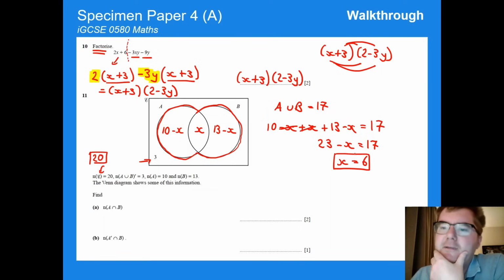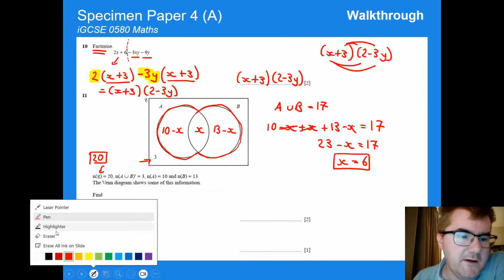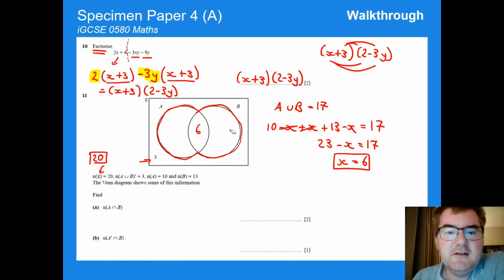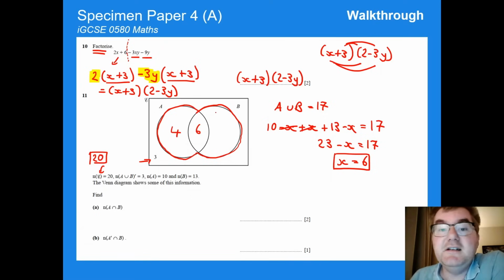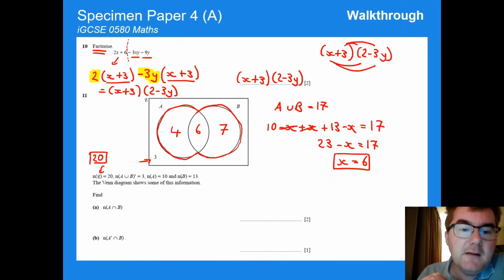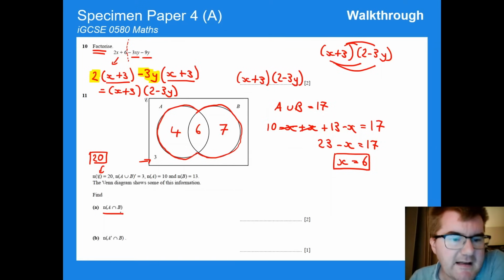Now, if you're not happy, like, I'm not so sure if x is 6 or 5 or something else, well, what we can do is just put it in. So x, we've decided, is 6. 10 minus x, so 10 minus 6 is equal to 4. And 13 minus 6 is equal to 7. Does this match the information we have? Well, the number of elements in B is 13. 7 plus 6 is 13. Number of elements in A is 10. 6 plus 4 is 10. So we're all good.